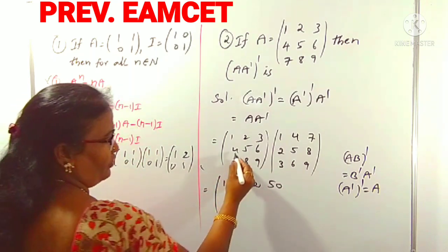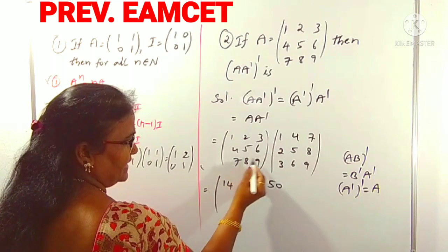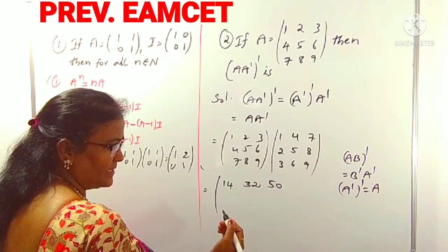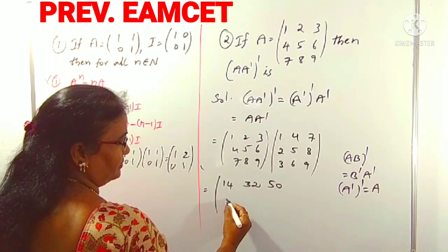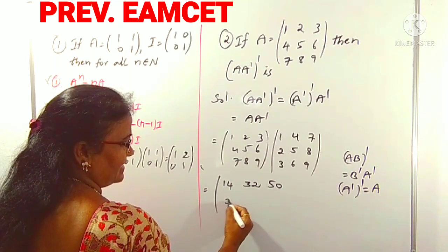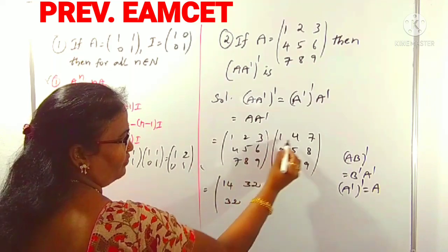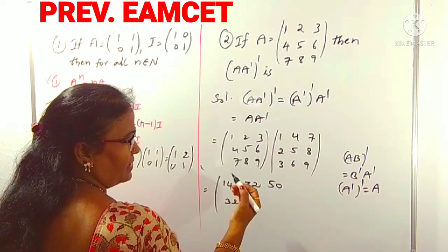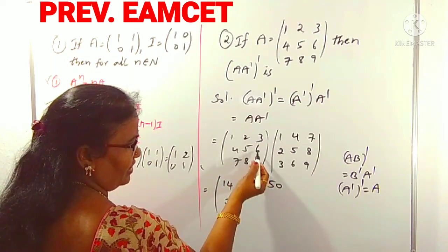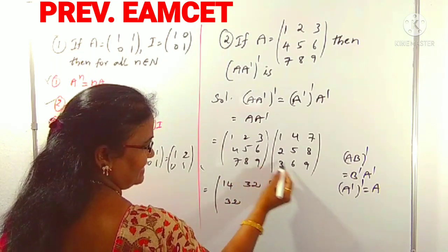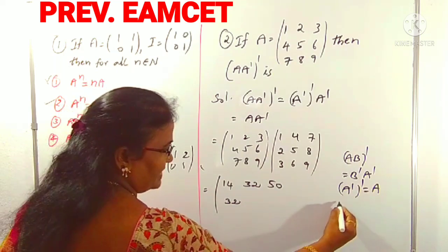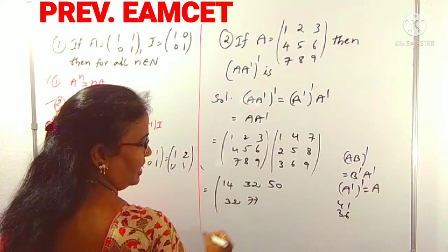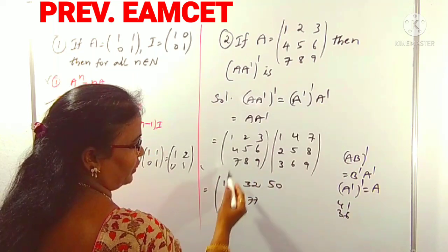Is it clear? Like 4 ones are 4, plus 5 twos are 10, 14. 14 plus 18, 6 threes are 18. 14 plus 18 is 32. Right. Now 4 fours are 16, 5 fives are 25. 16 plus 25 is 41. 41 plus 36, 6 sixes are 36. 41 plus 36 is 77. Okay, like that we have to take the product here.